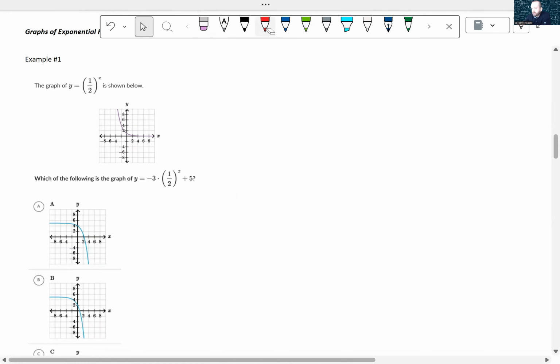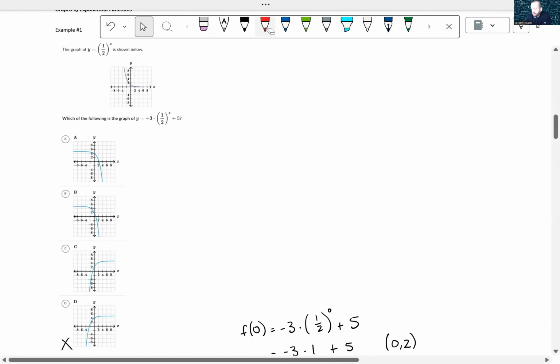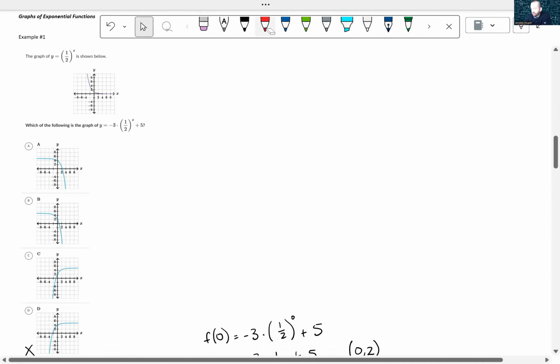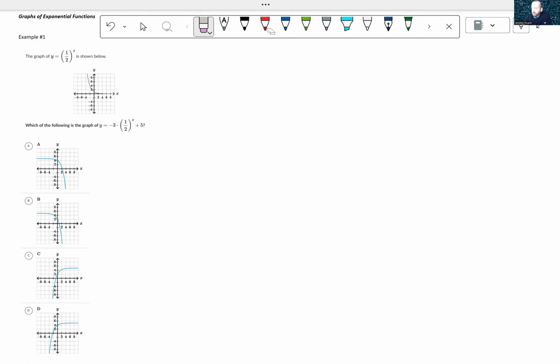Now let's finalize our sketch so we can start crossing some stuff out here. And this was my work from earlier. I meant to erase that. So now we can cross some stuff out. So we can cross out A and B. And we have C and D now to choose from.